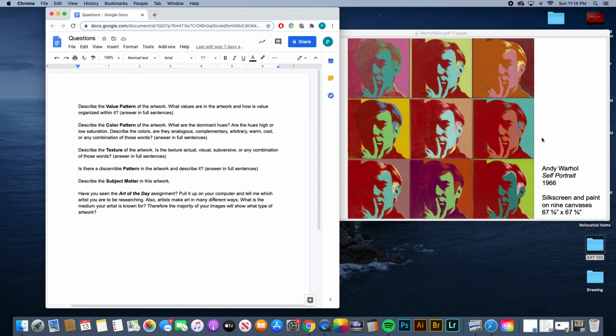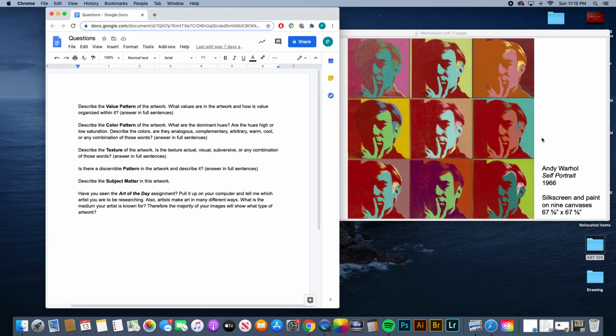Describe the texture of the artwork. I would describe the texture of the artwork to be visual because I see texture, but if I were to touch it, I would not be able to feel the texture. Is there a discernible pattern in the artwork? And describe it. Well, yes, there is a pattern. We have a grid of sort of alternating arbitrary colors, and it's mostly red. Or red is the only sort of trend in each of them. So that is the pattern.